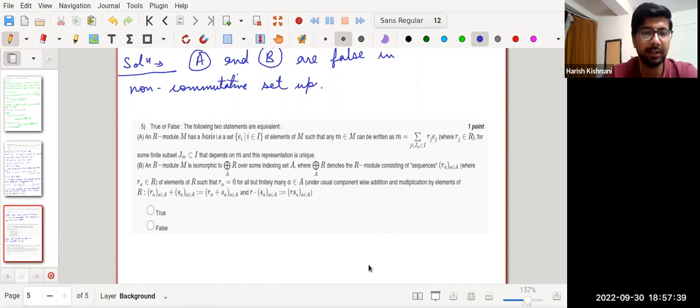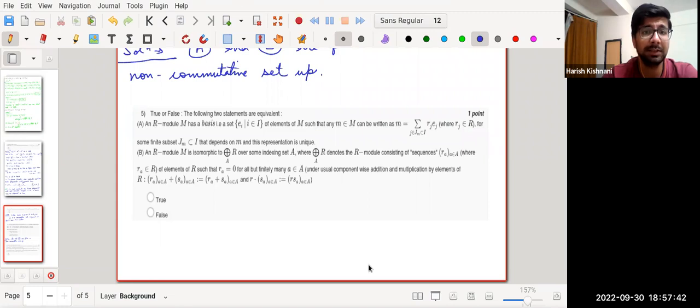Okay, so now the second statement says that M is isomorphic to the direct sum of R over the indexing set A, where the direct sum of R over A denotes the R module consisting of sequences r_a, a varying over A, such that r_a is 0 for all but finitely many a's. Okay, and over this you impose a module structure through the usual component addition and multiplication of elements. Now you need to see whether these two statements A and B are equivalent or not. So let us try to see that.